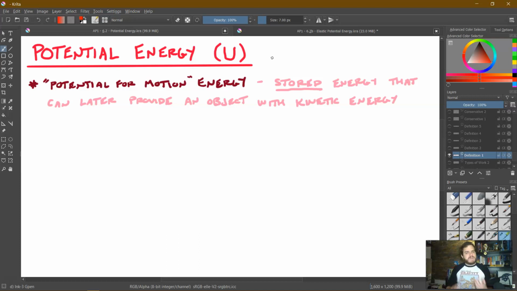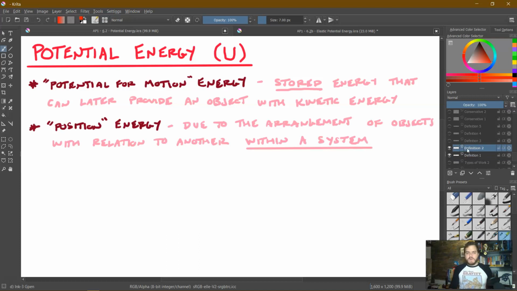Well, how exactly is it stored? It is stored due to the arrangement of objects in relation to one another within a system. So their position, and this is why we could call it, for instance, position energy, their positions relative to each other will affect how much potential energy is stored in that system.